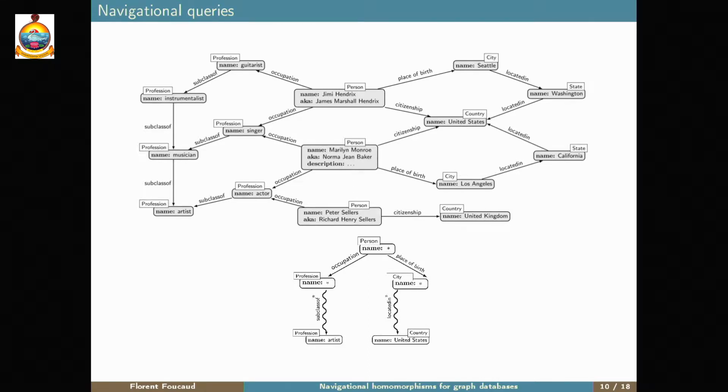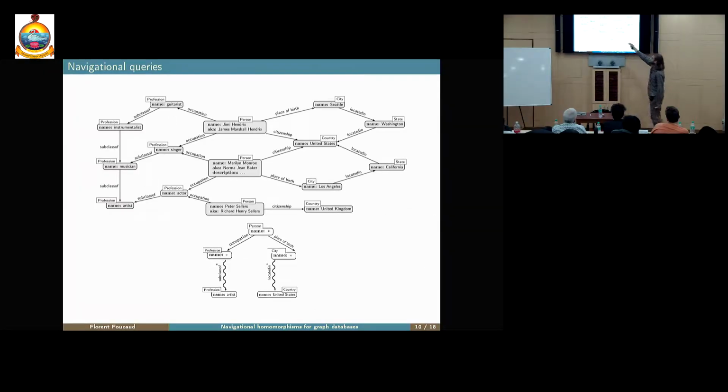So in that graph, as you can see, there are lots of professions which are actually subclasses of other professions. So for example, singer is a subclass of musician, and a musician is an artist, etc. So you have some hierarchical relation like that. And a city is part of maybe a state, like Seattle is part of Washington, which itself is part of a country.